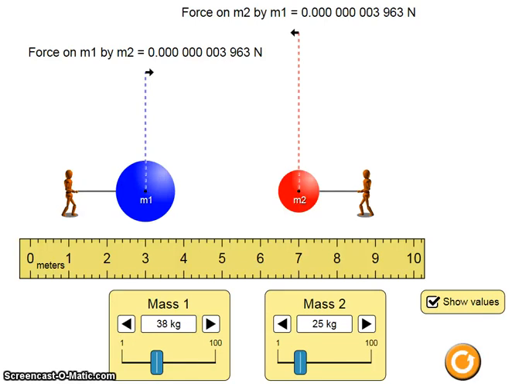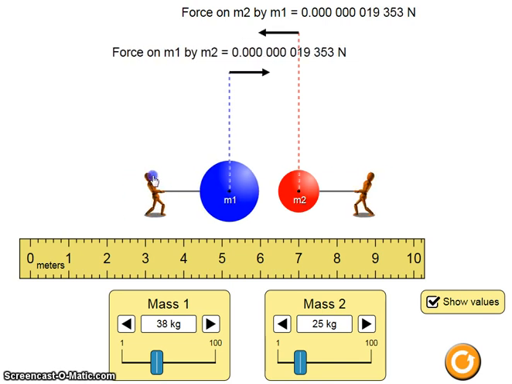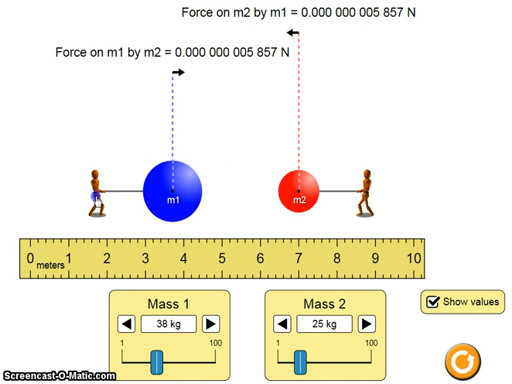So this is a demonstration of gravitational force. You can see that as I move this figure closer to the other, the force increases, and as I move it further away, the force decreases.